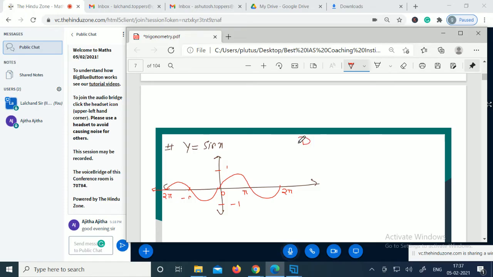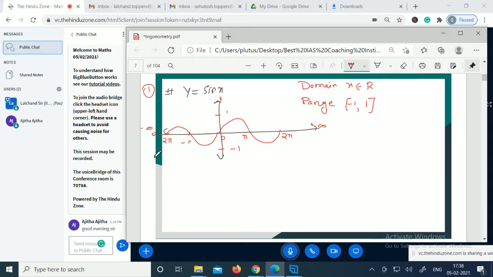If I take the domain for this, what is the domain value? Domain means x value. x is real, because this is possible from minus infinity to plus infinity for all values. And what is the range of this? The range is minus 1 to plus 1, the y value. This is our sine curve, the first curve.